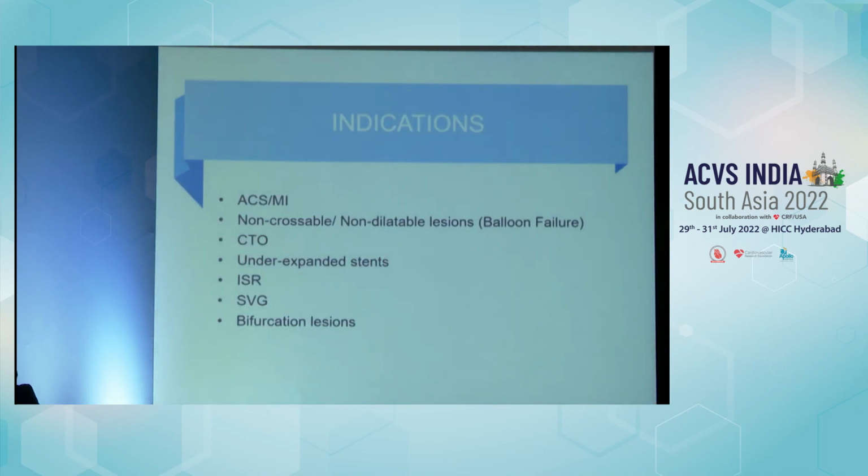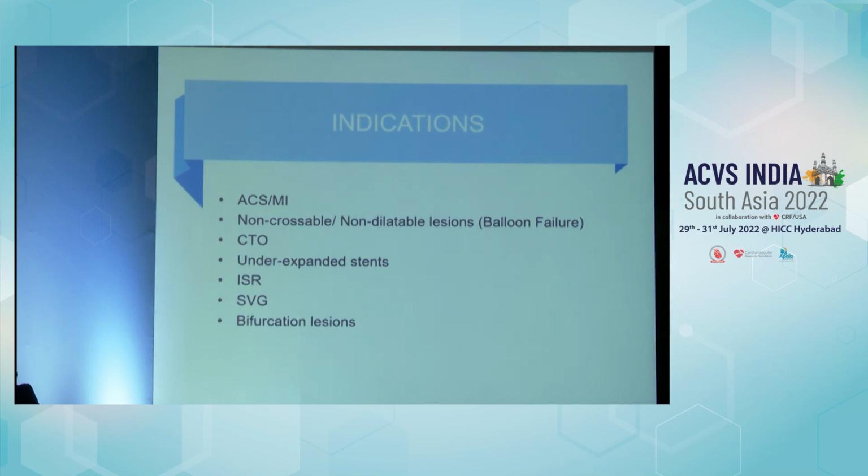So summarizing, these are the indications of lasing. Acute coronary syndrome, MI, where there is a lot of thrombus burden, where you are worried that your stent might cause no reflow; just by lasing, the thrombus burden comes down. Probably bring them back for a second stage, and if you think it's atherosclerotic plaque, you can stent them. Non-crossable, non-dilatable lesions, balloon failure, where you can't cross with anything, you can cross with this lasing. CTOs can also be treated, where you can cross with the wire and then you cross with this lasing.